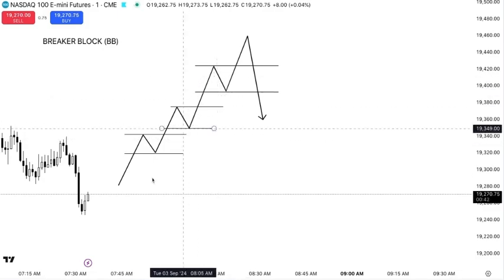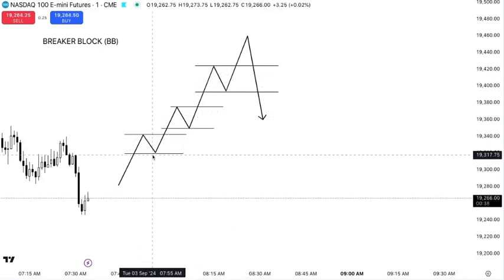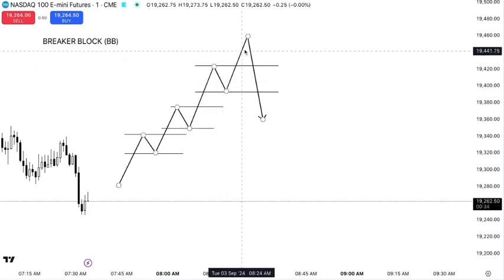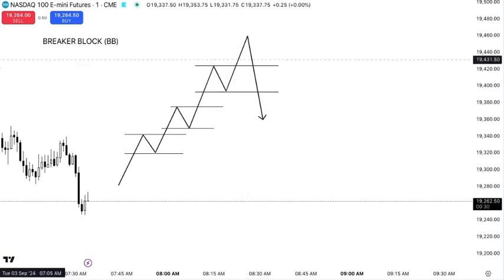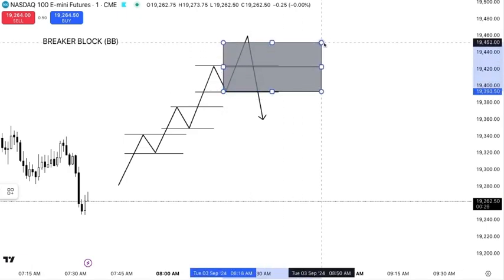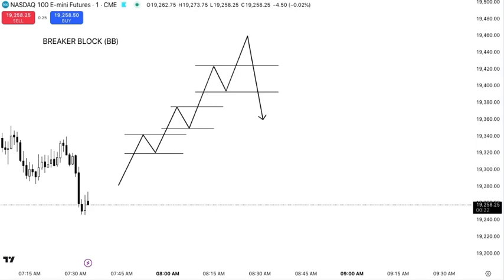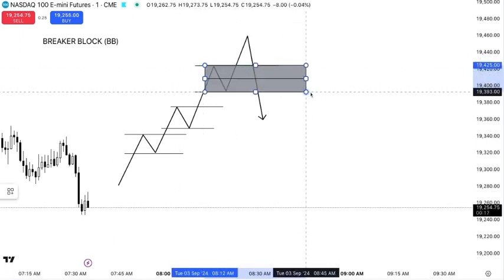Alright, so these right here are all breaker blocks, and what that basically is just the retracement move. So this up move right here would be the order block. Let me mark that out. So this up move right here would be the order block, and then this move down before it would be the breaker block.